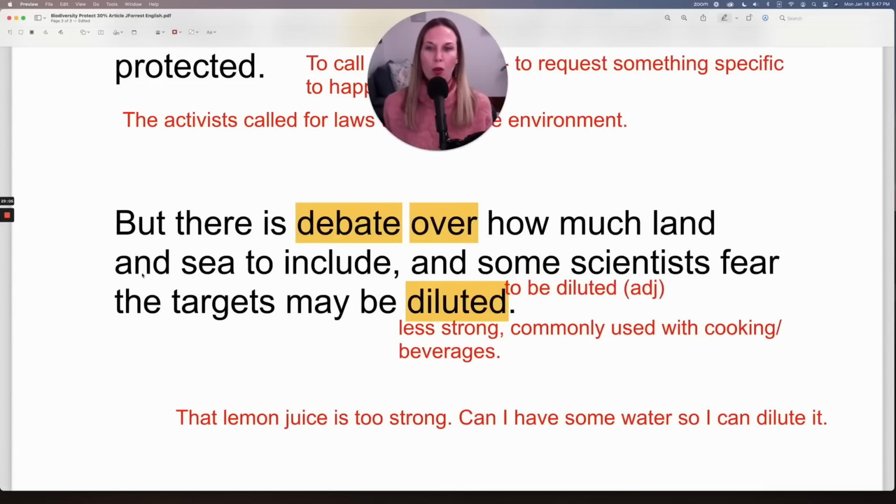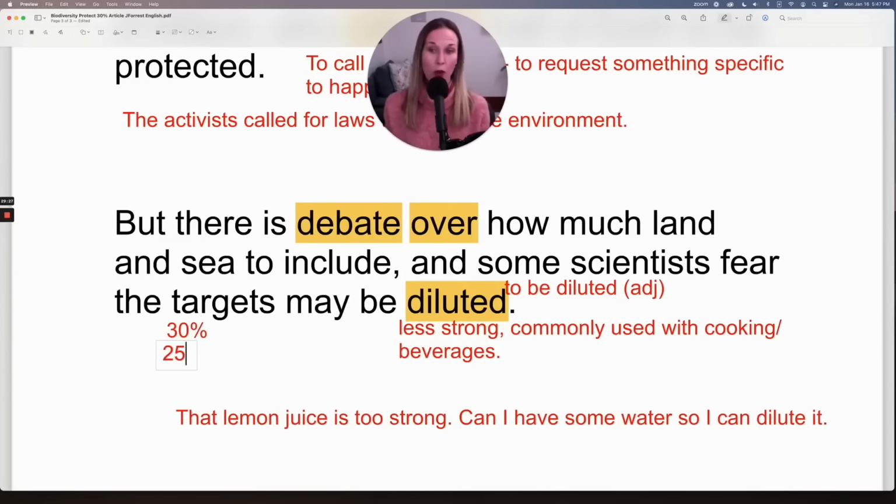Now, our targets. The targets may be diluted. So what are the targets that they're proposing? It was 30%, right? 30 by 30. So if it's diluted, what would the target be? Well, it would be anything less than 30, right? That's how it would be less strong.